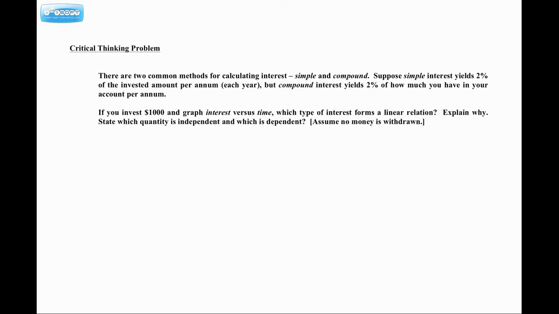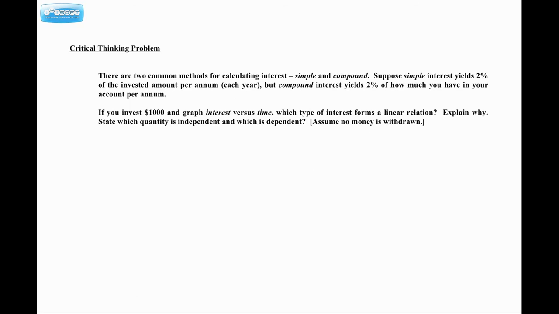Suppose you invest $1,000 and you graph the interest earned versus time. Which type of interest forms a linear relation? So in other words, if you were to graph interest earned versus time, which would be a straight line? Explain why, and state which quantity is independent and which is dependent. Assume no money is withdrawn.